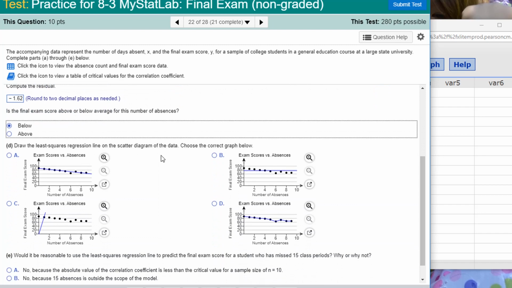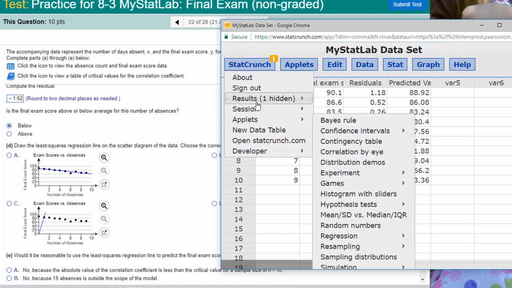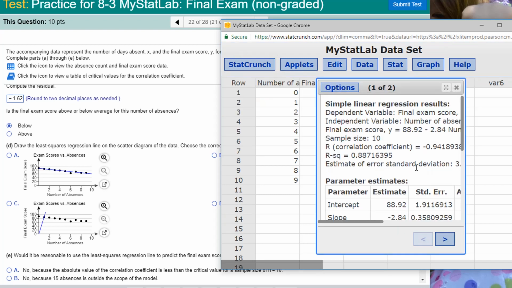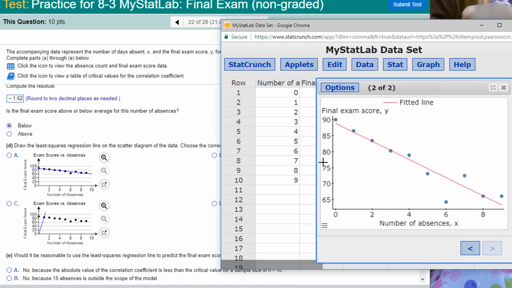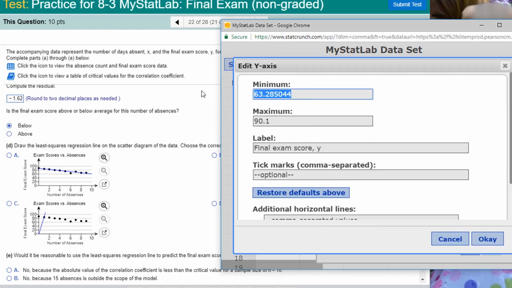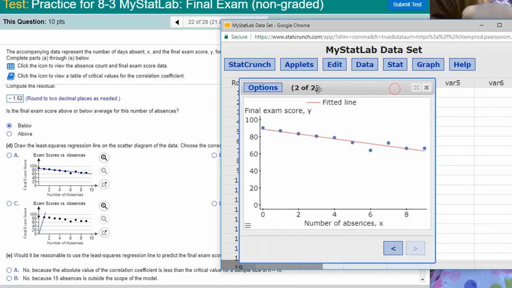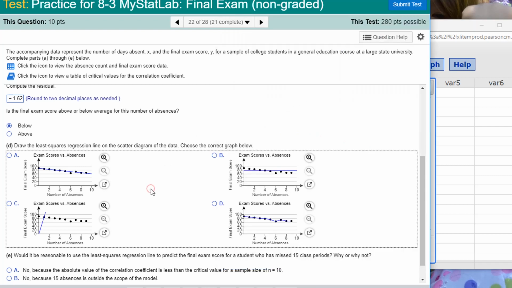Draw the least squares regression line on the scatter diagram. Well, let's let StatCrunch do that. Let's go back to the simple linear regression, and it's actually done that for us on the second page. You click on this, and you get this. Now I'm going to edit the y-axis so that it goes from 0 to 100, because that's what all the multiple choice options have. It'll just look a little bit better. It'll be easier to compare. So that's what we've got. Let's see if we can compare it.